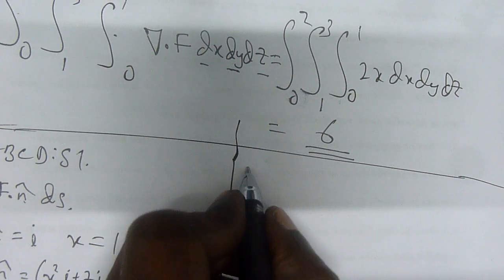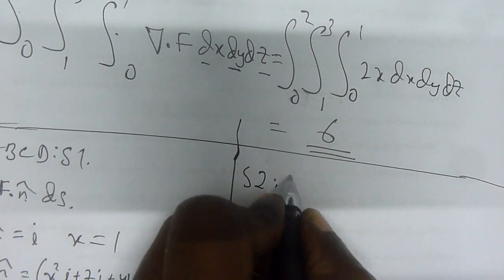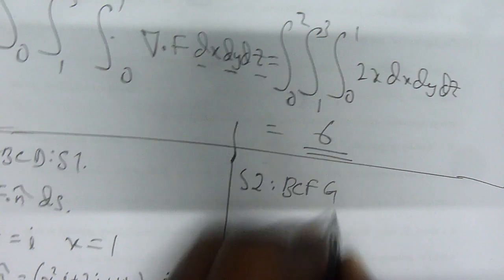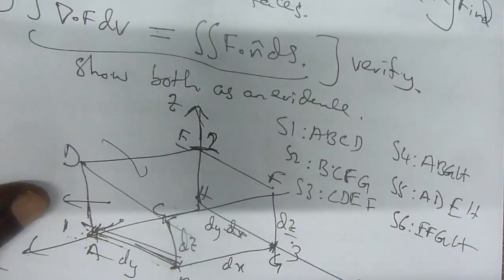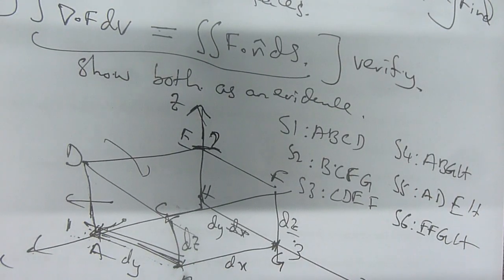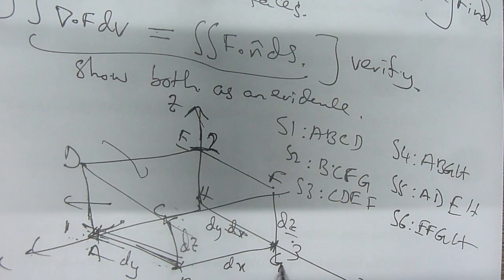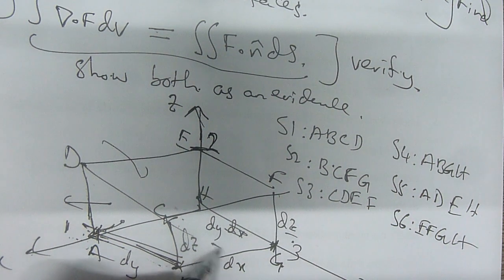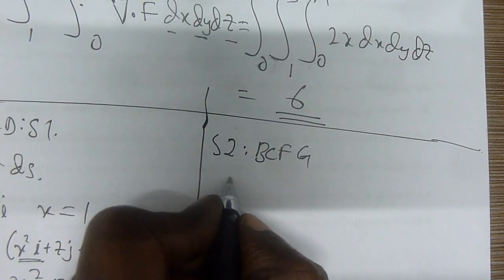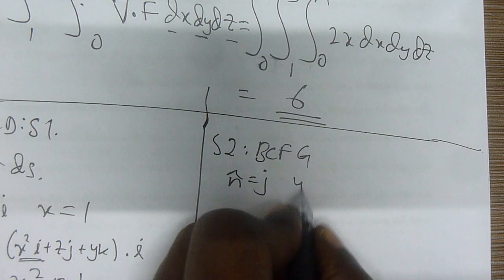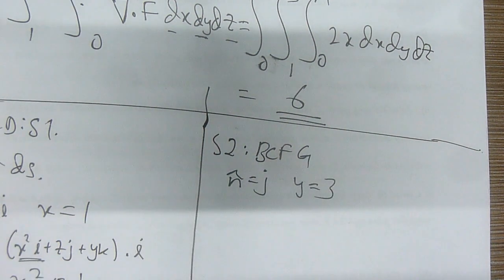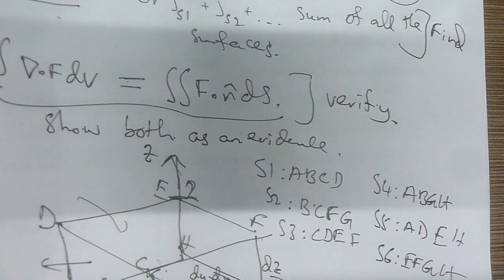Okay, the S2, BCFG. Okay, BCFG. Look at this. BCFG. The arrow is pointing to the Y, for sure. Then the n is j. Okay, what is Y? Y equals to 3.